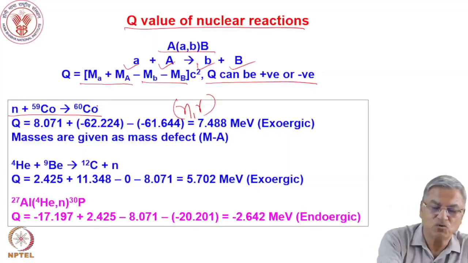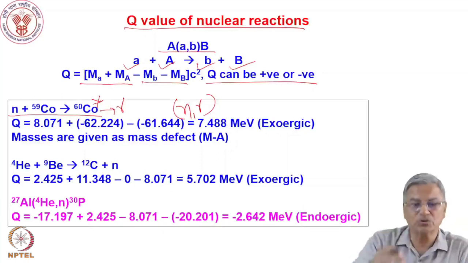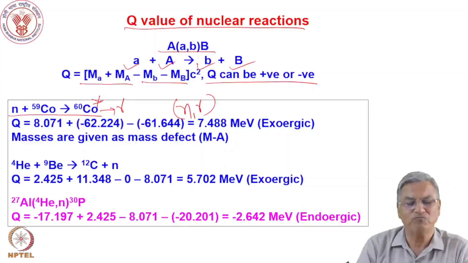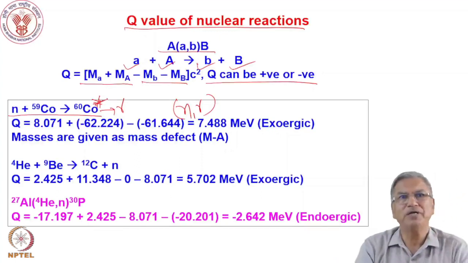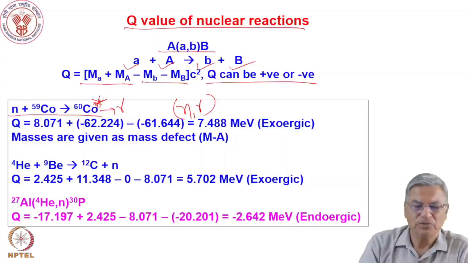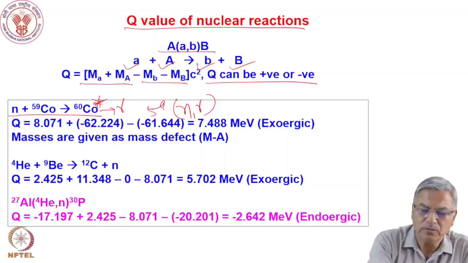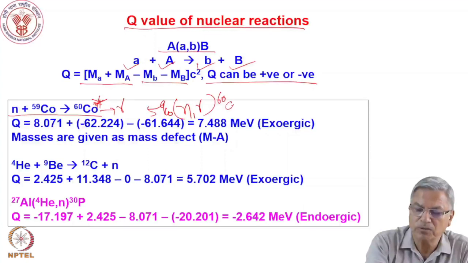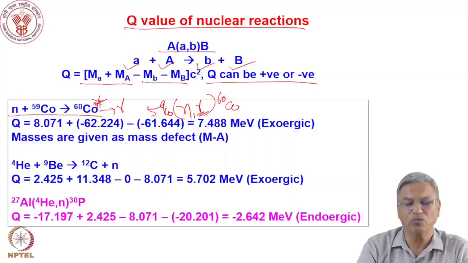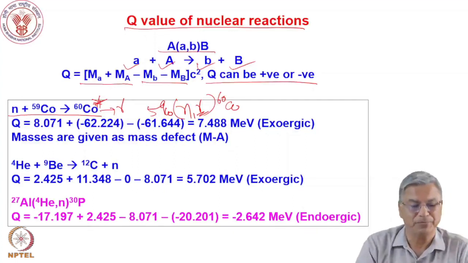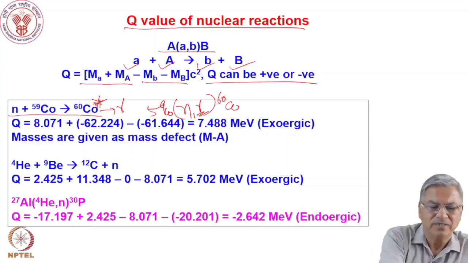That means actually this cobalt 60 will be excited and it will emit a gamma ray to come to ground state. And that cobalt 60 in ground state is radioactive, having a half-life of 5.27 years. But when it is excited, it will emit the gamma ray within picoseconds. So that's why it is called 59 cobalt (n, gamma) 60 cobalt. This gamma is not the gamma ray emitted after beta decay of cobalt 60, but it is called a prompt gamma ray.